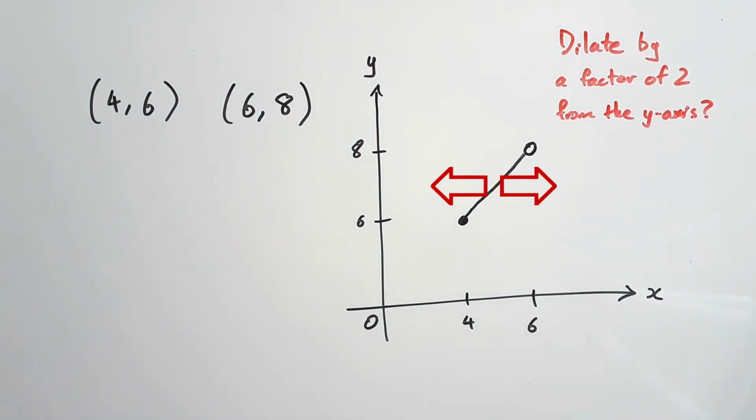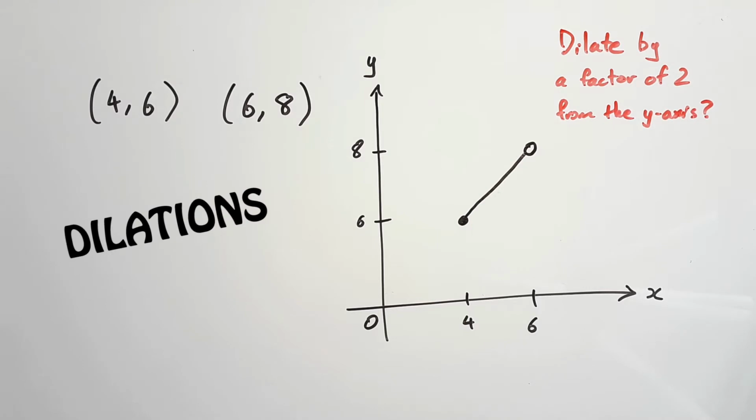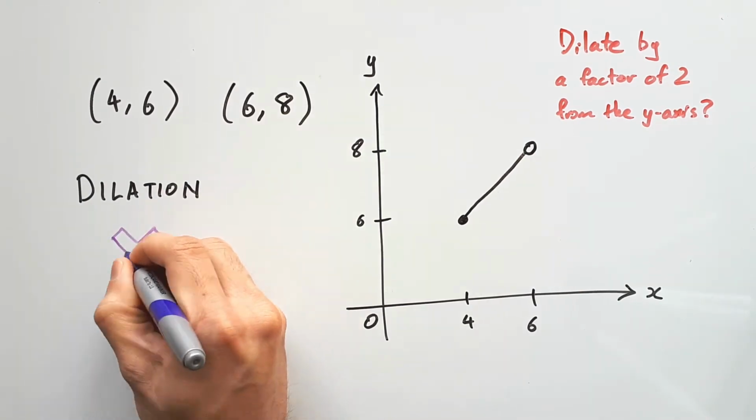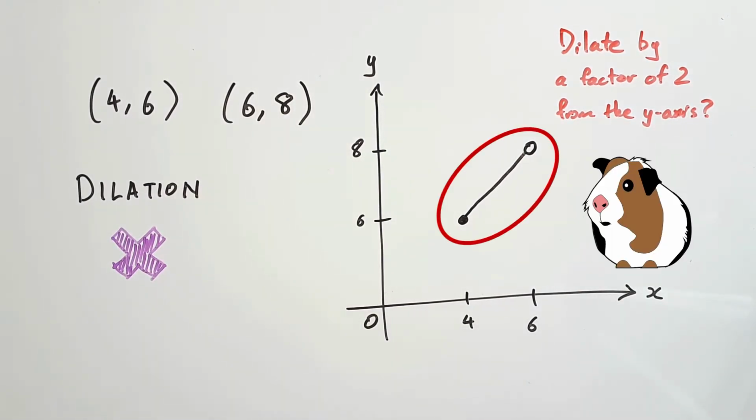Does it stretch or relocate, or both? And does it go up, down, left, or right? If you want to learn what dilations do and what they look like, then keep watching. Mathematically speaking, dilations use multiplication. And this line is our little guinea pig today, so we're going to experiment on it to learn how dilations work.